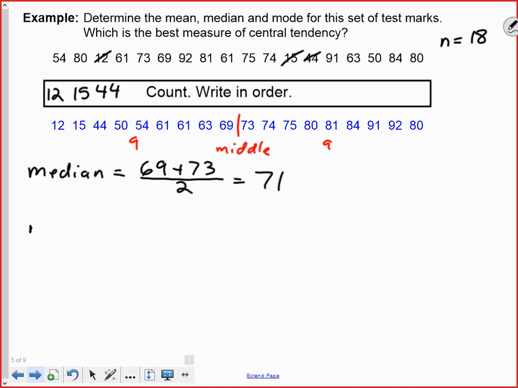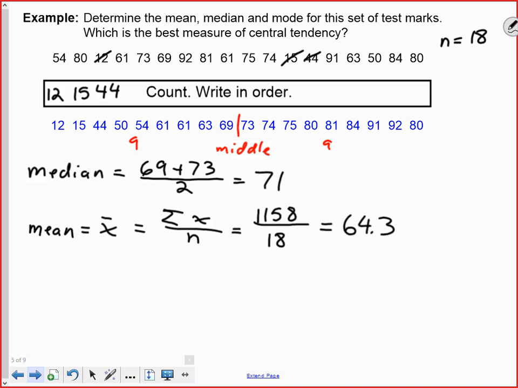For our mean, or X bar, as we write it in statistics, well, I've just got to add up all of these 18 numbers. So I'll just start punching them into our calculator, sum of all the X, and then I know I'm going to divide it by how many numbers that I have. So putting all the numbers in my calculator, I get 1158. There are 18 numbers there. Gives me a mean value of 64.3.